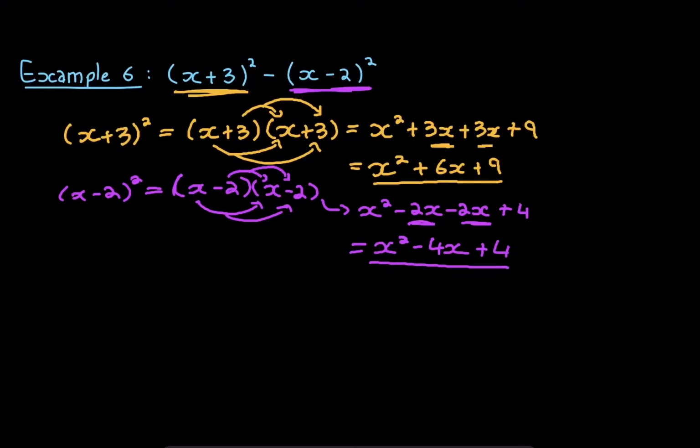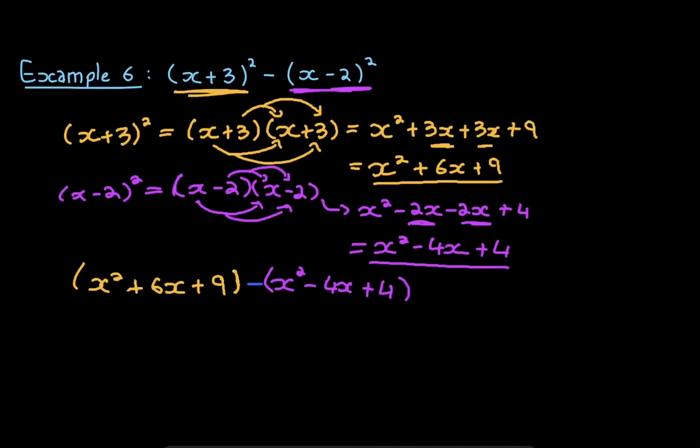Now let's write this together. So you get x squared plus 6x plus 9. I'm just going to put this in brackets just to avoid confusion. Minus x squared minus 4x plus 4, and I'm going to write this in brackets too. All right, what do we do from here?